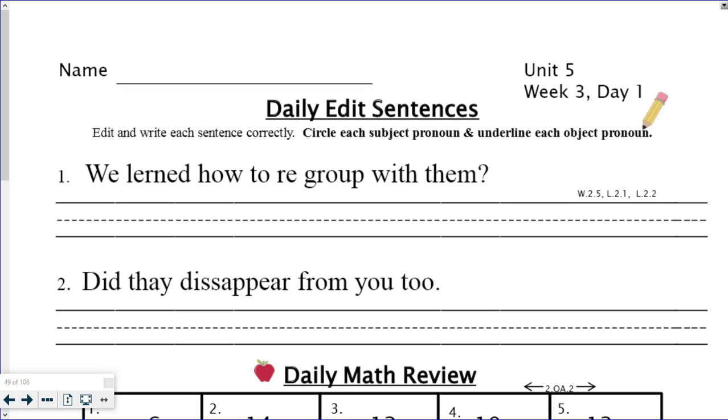Number 1, we learned how to regroup with them. Fix it up, rewrite it nice and neat on the line. Number 2, did they disappear from you too? Same thing, fix it up, rewrite it nice and neat on the line. Pause your video. Right now I want you to do number 1 and number 2 before you go on.